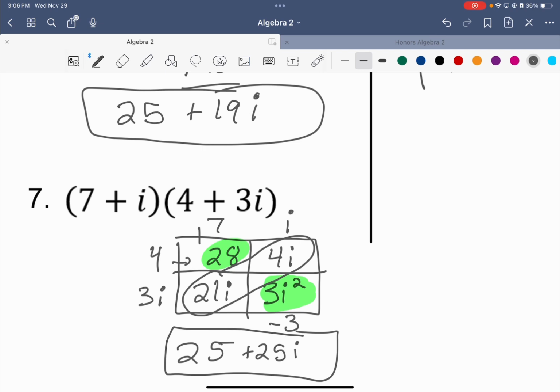So that's one reason the box method can be nice. But again, remember, negative 3i squared becomes positive 3. Negative 8i squared becomes positive 8. Positive 7i squared becomes negative 7. i squared is negative 1. Switch the signs.